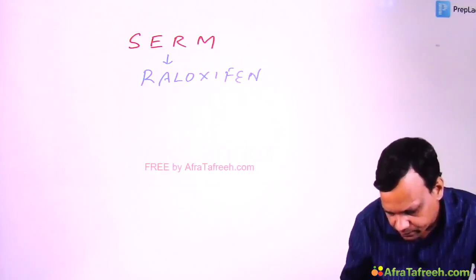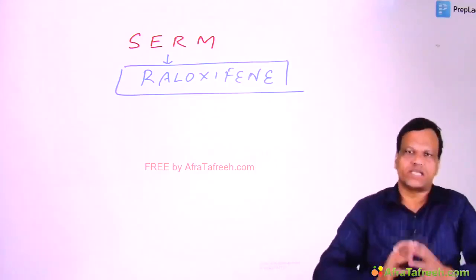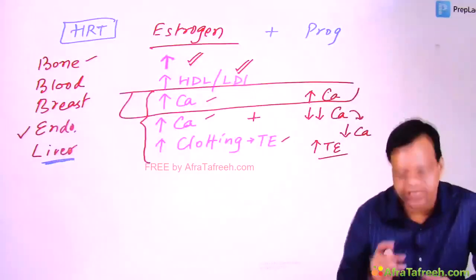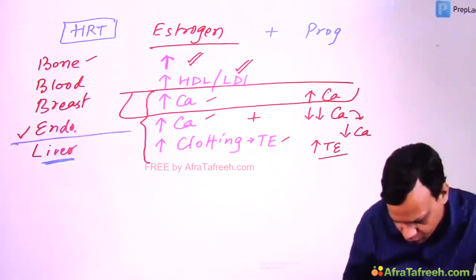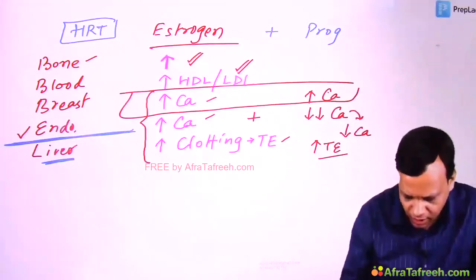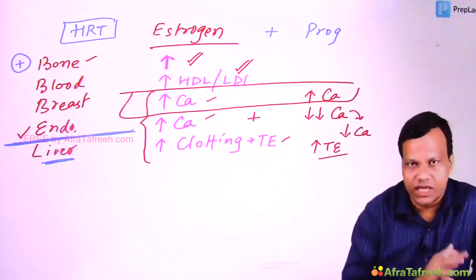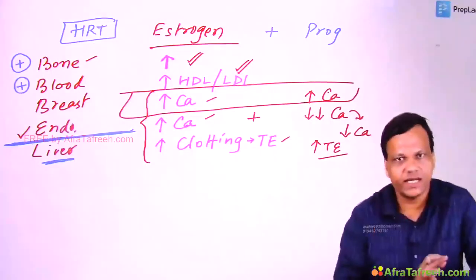Raloxifene. So raloxifene has almost all the advantages which we want, except only one: in the liver it is problematic. If you see the effect of raloxifene at the first four places, it has whatever action we want. We want an agonist in the bone because we want to form bone. So it is an agonist in the bone. We want an agonist in the blood because we want to increase the HDL-LDL ratio.